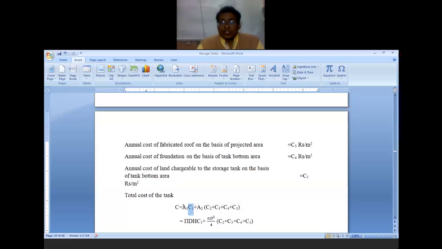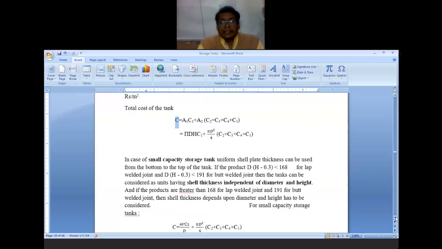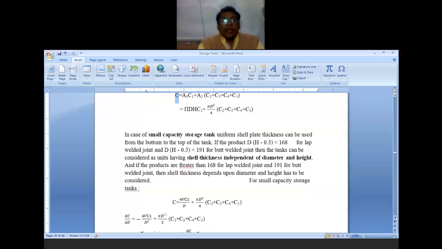So C2, C3, C4 and C5 are multiplied by A1, that is nothing but the cross sectional area, and C1 is related to the shell cost. So A1 is nothing but your cross surface area of the shell. So C, that is the total cost, will be the sum of all costs, which is pi d sc plus pi by 4 d square into C1 plus C2 plus C3 plus C5.